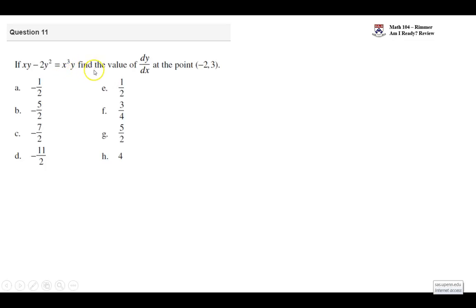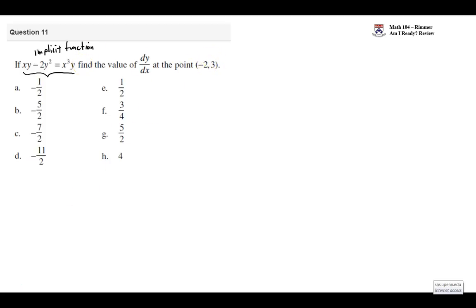Okay, part 3 in the series, Am I Ready for Math 104? We have this question that involves x's and y's all intermingled together. This is called an implicit function. It cannot be written y as a function of x only. We're asked to take the derivative at that point, -2, 3.